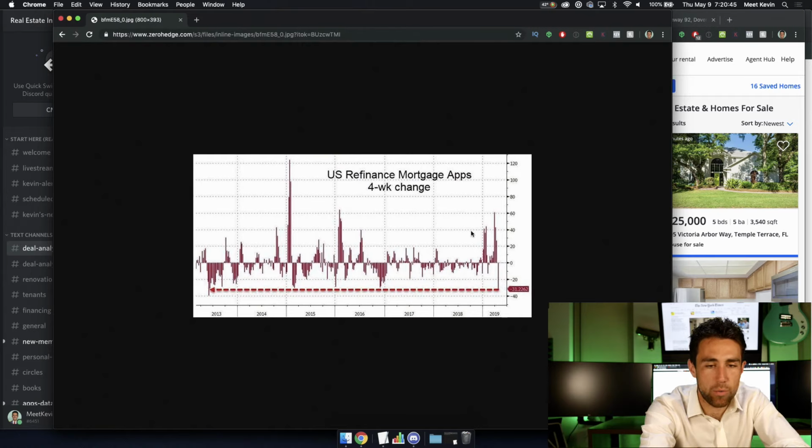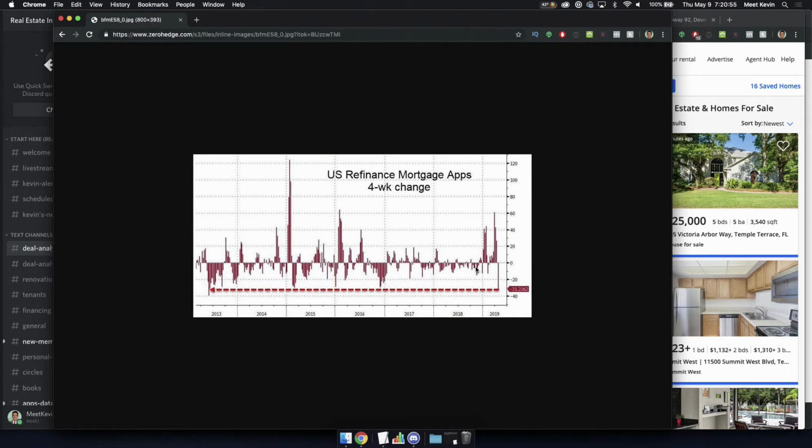U.S. mortgage apps, 4-week change. Of course. This is when rates were the highest here in 2018. You can see anytime rates drop, you get a lot more applications, and rates are much lower now than they were last year, so of course you're going to see a peak.